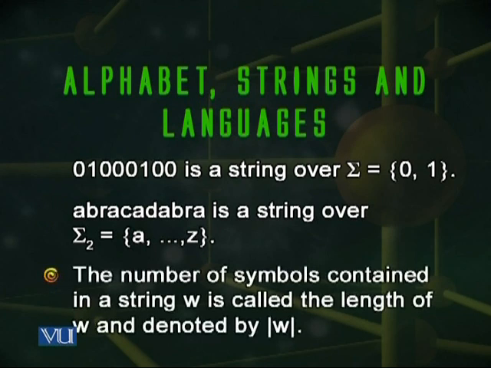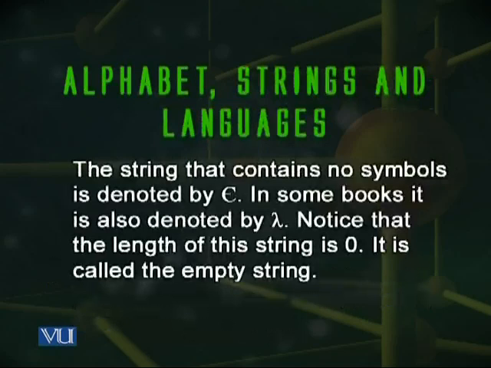The number of symbols contained in a string is called the length of the string, and it is denoted by placing 2 bars around the string. So for example, there is a string which contains no symbol. It's a very special string, and we will denote this string by the symbol epsilon. In some books, it's also denoted by lambda. Notice that this string has length 0. It is called the empty string. You can imagine the empty string by saying that you wrote nothing.